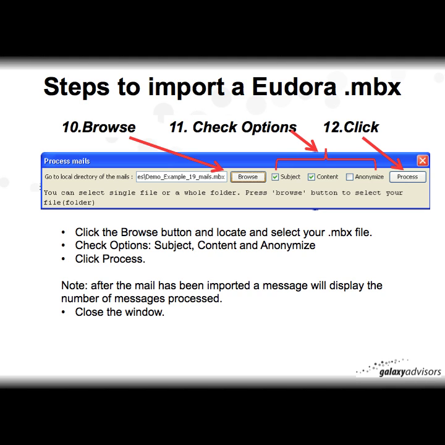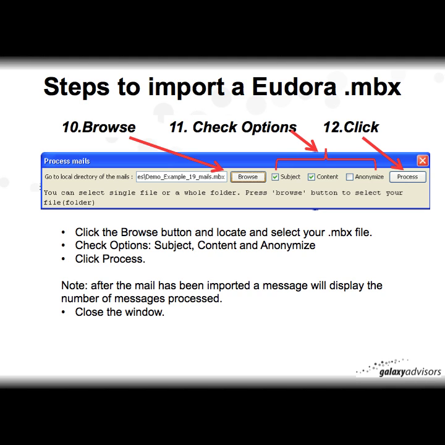For step 10, click Browse and browse to where your MBX file is. It only imports one at a time. Check your options: if you want to include the subject, the content, and if you want to anonymize it, check that box. Then once you're ready, click Process. It'll take a few minutes to process the emails. You will get a message at the end that says it's processed the mails.